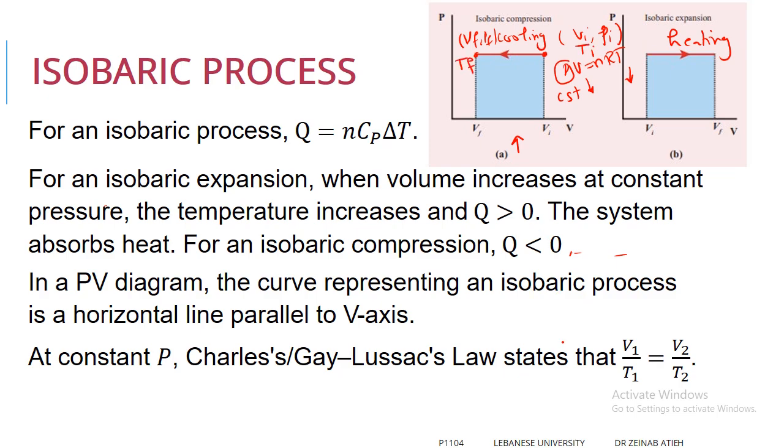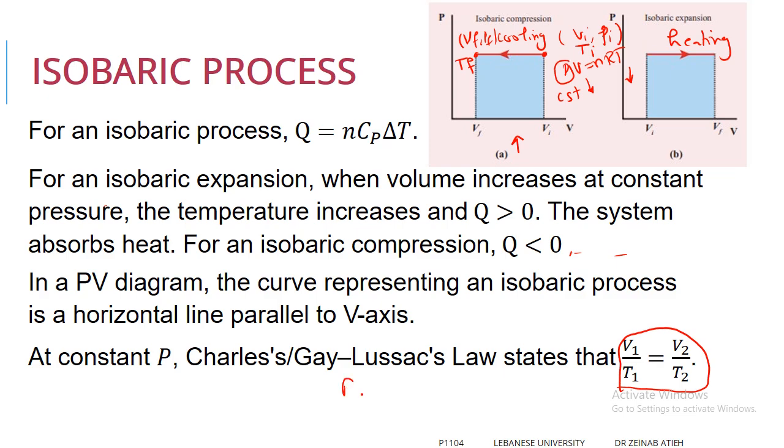So we have Charles law, which states that V1 over T1 is equal to V2 over T2. So if you have V1 and T1 for the first point and you have V2 for the second point, you can calculate V2 this way. Where does this formula come from? It simply comes from the equation of state of an ideal gas.